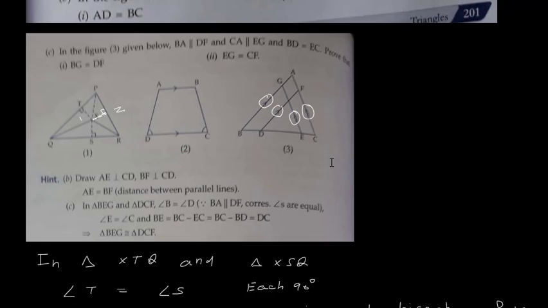You have to prove that BG is equal to DF, and EG is equal to CF.